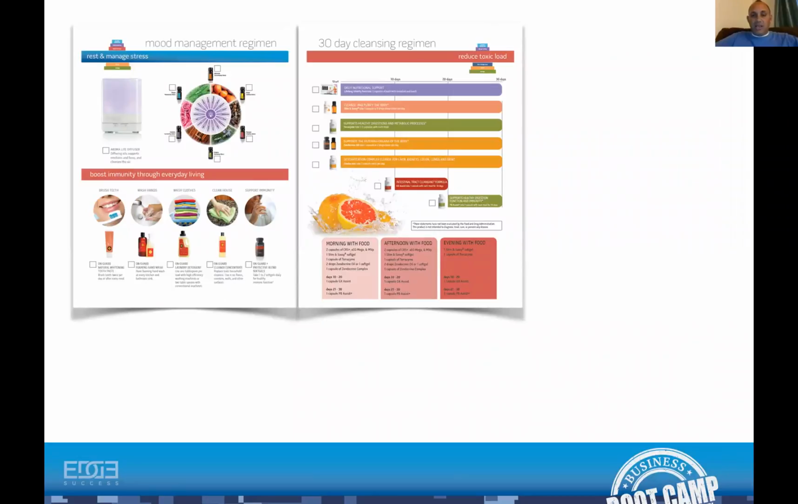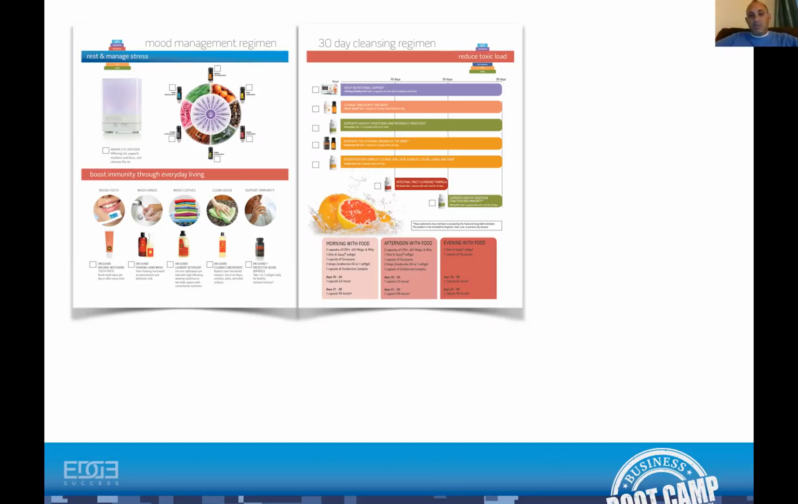Okay, these are the next pages here. On the left, we've got look at rest and manage stress. And now we're on the third level of that wellness pyramid. You can talk about diffusing. You can talk about the emotional aromatherapy system that's out there that really doesn't get touched on in the class.